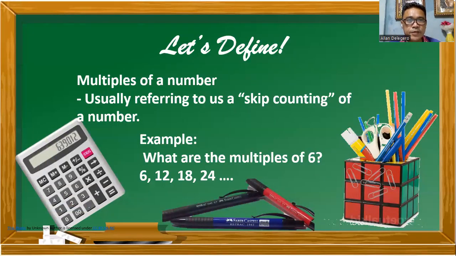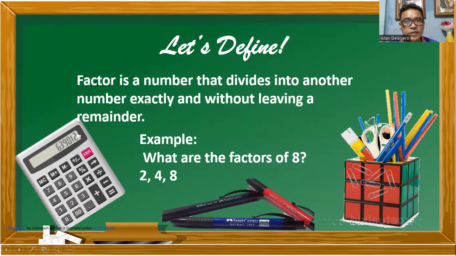Multiples of a number are usually referred to as skip counting of a number. Example, what are the multiples of 6? 6, 12, 18, 24, and so on. A factor is a number that divides into another number exactly and without leaving a remainder. Example, what are the factors of 8? 1, 2, 4, 8.